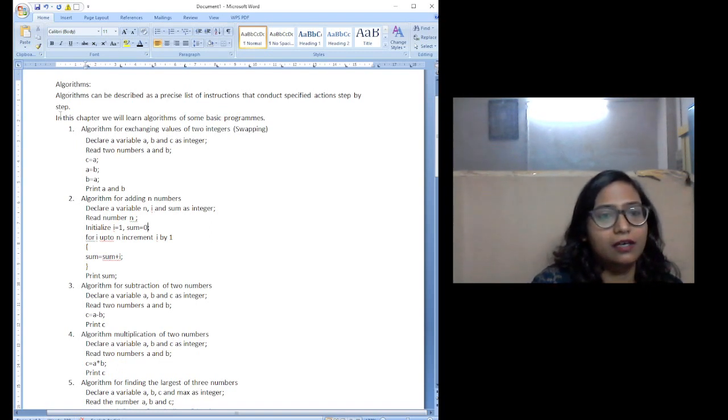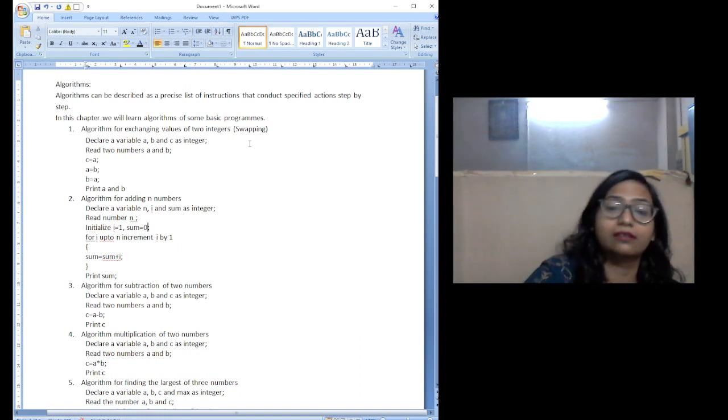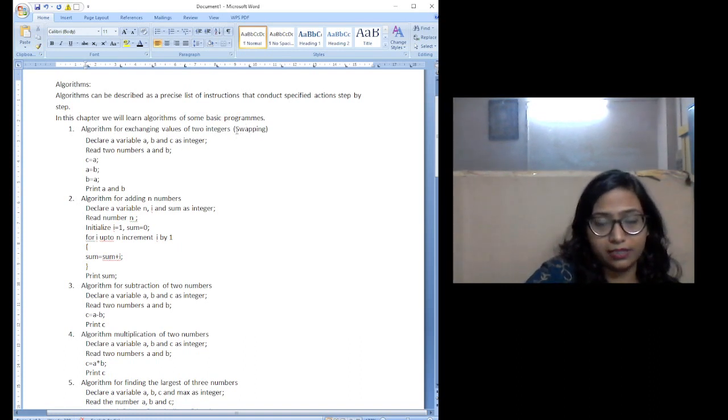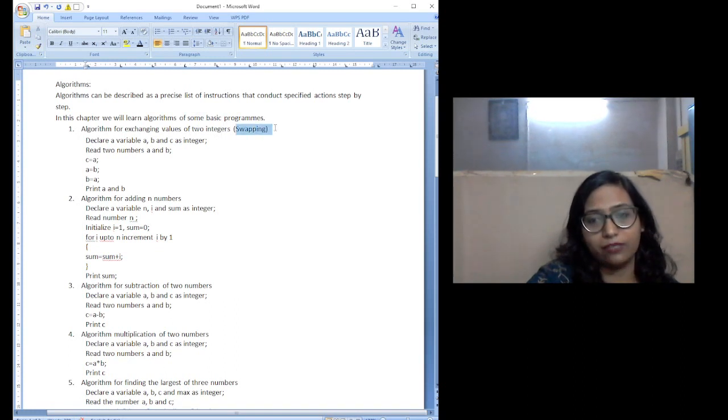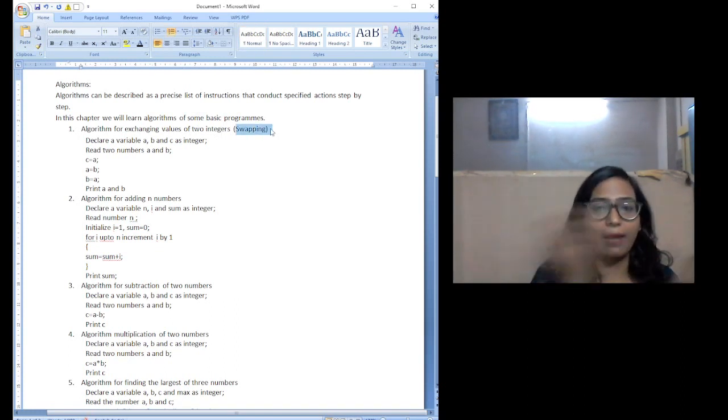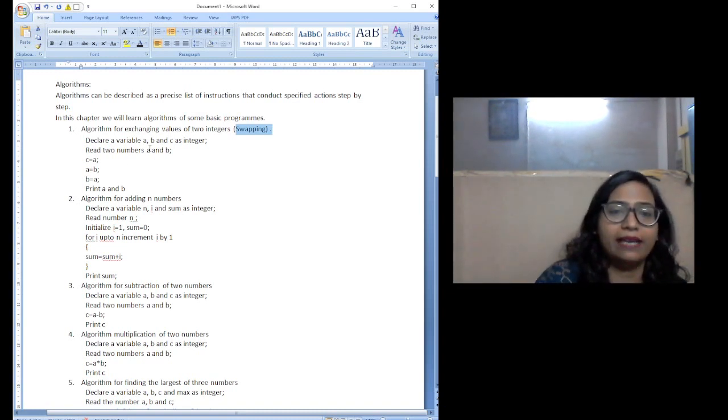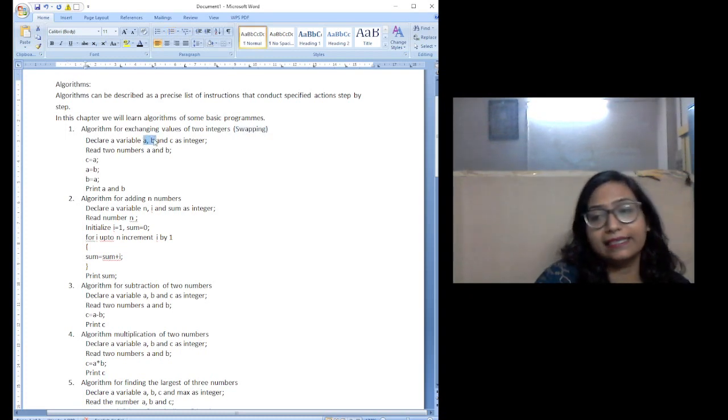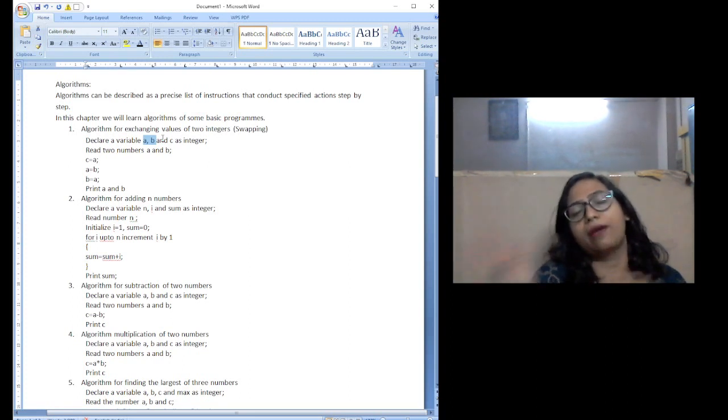So first, in your syllabus there are a few algorithms that need to be discussed. So that I have written here. Let's first discuss the algorithm for exchanging values of two numbers, or this is also called swapping. Swapping means swapping two things, right? Suppose there are two integers called A and B. Okay, and A contains 10 and B contains 20. So after swapping, what will happen? B will contain 10 and A will contain 20. So the number of A gets swapped to B and B gets swapped to A.